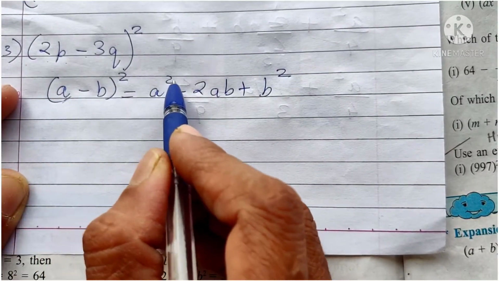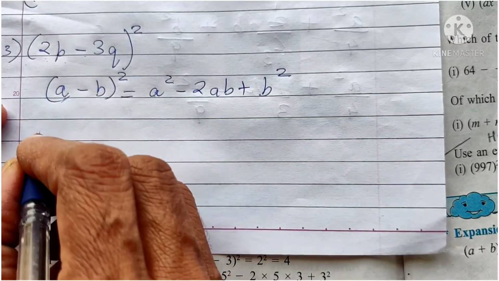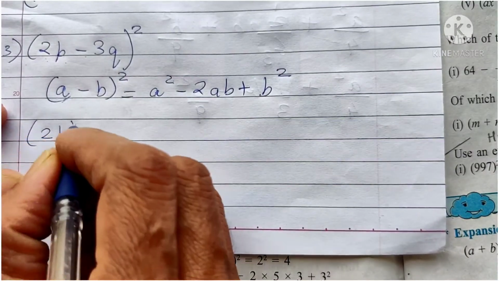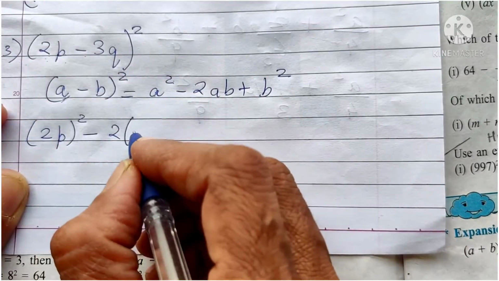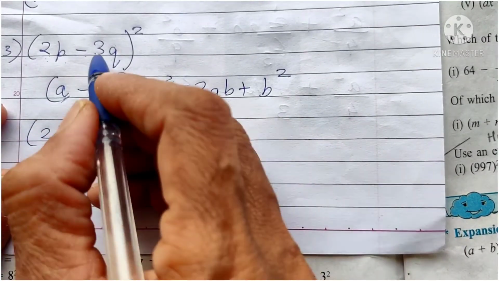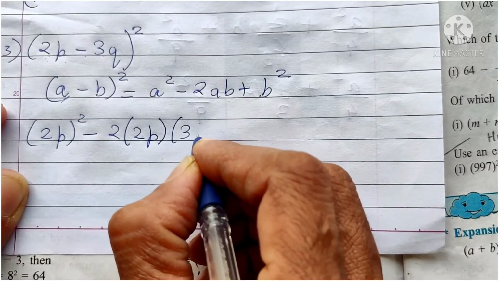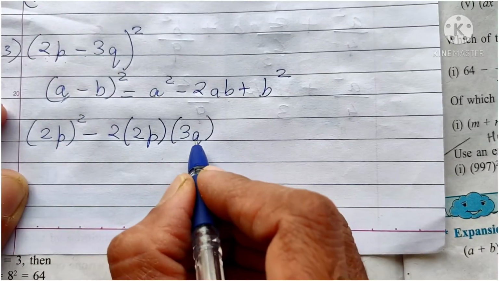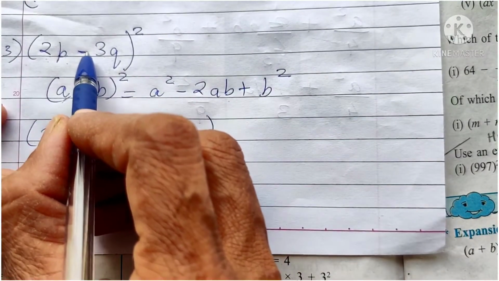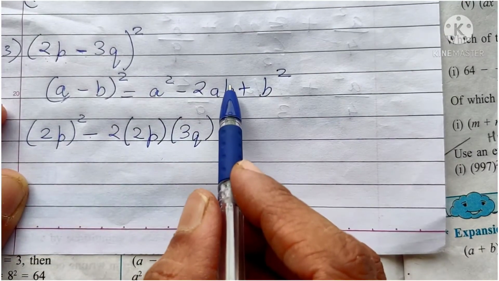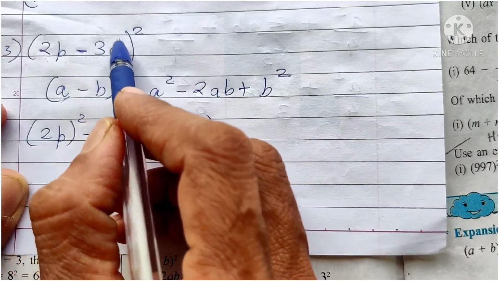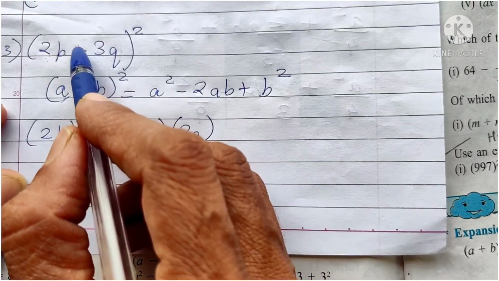You have first term square. Now the first term here is 2P. So you have (2P) the whole square minus 2AB. A is 2P, B is 3Q. Now while writing 3Q, you should not consider this minus sign. This minus has already been considered here. So whenever you take B, you just have to take this value and do not consider the minus sign.